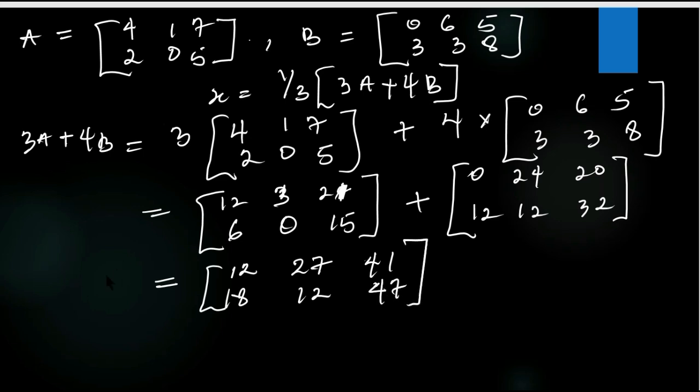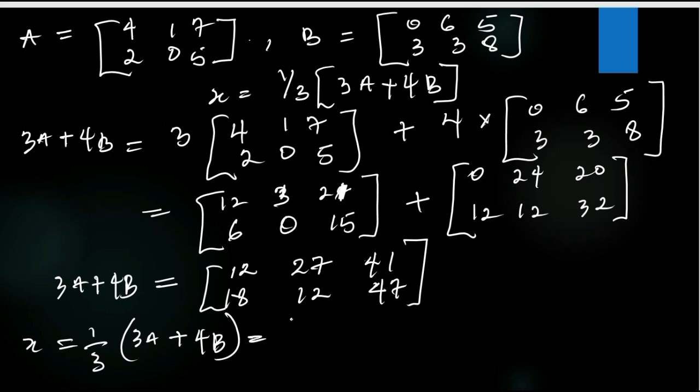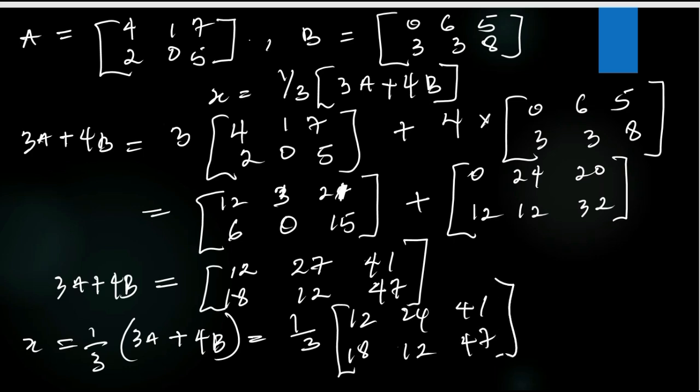Now remember that this is 3A plus 4B. But my x is the same thing as 1 over 3 into 3A plus 4B. That means I'll multiply what I have here by 1 over 3: 12, 18, 24, 41, 12, and here is 47. Obviously, some examiners will like it left this way, but some will want it to go a step further, and there's no harm in going a step further.